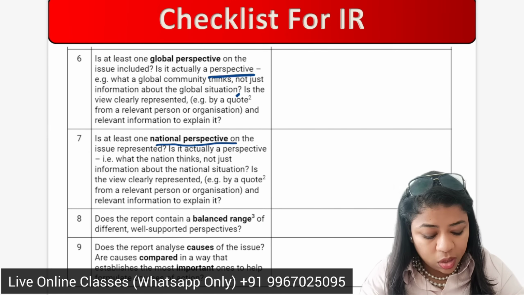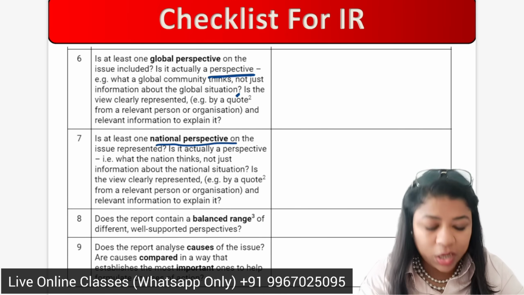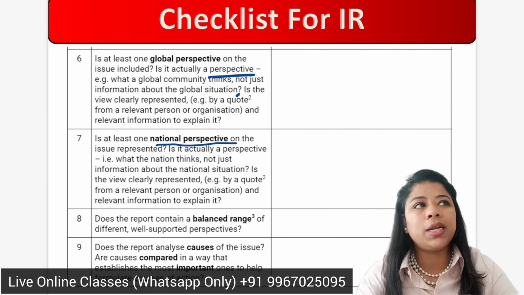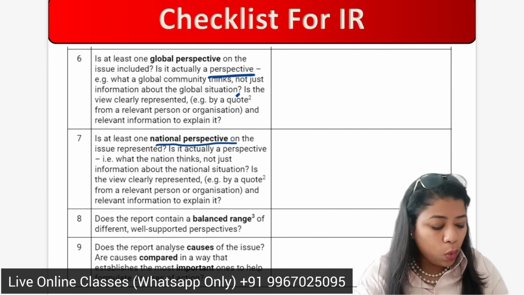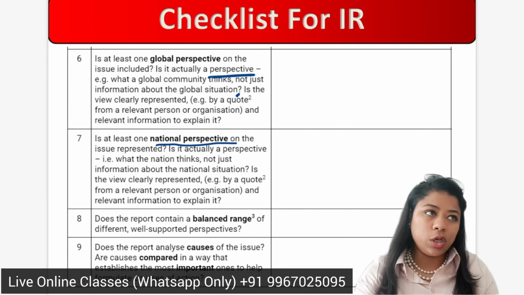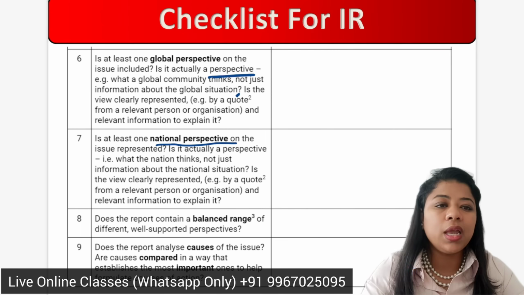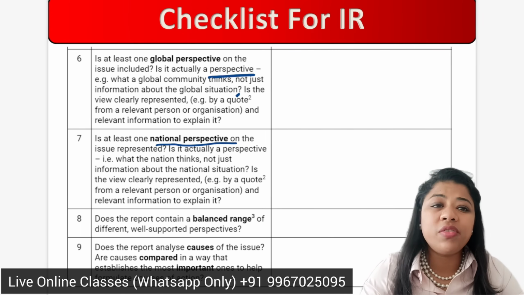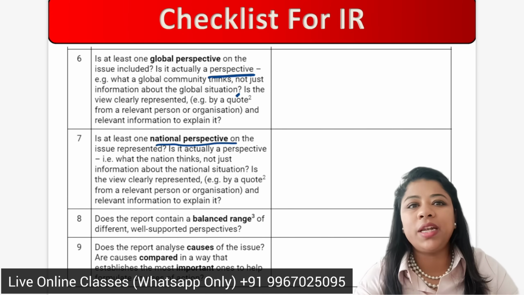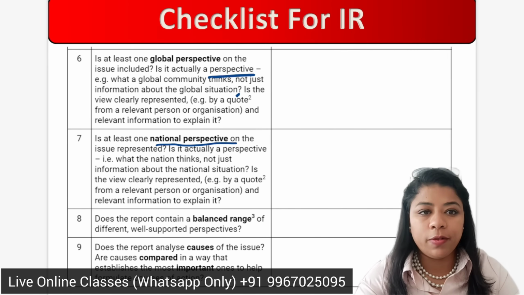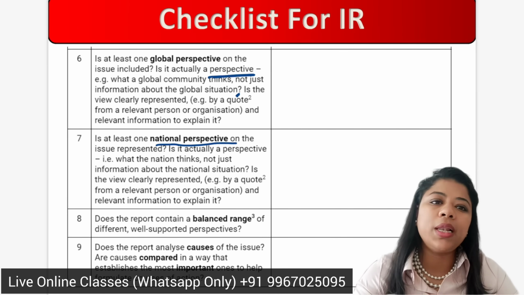Moving on to the next one, does the report contain a balanced range? This is very important. Sometimes it happens that we tend to focus more on the global issue or the national issue or the local issue. No, it should be balanced. Very, very important thing. And secondly, while you are even drafting it, if you are having 10 points for global, try to have 10 to 12 similar range of points for local and national as well.